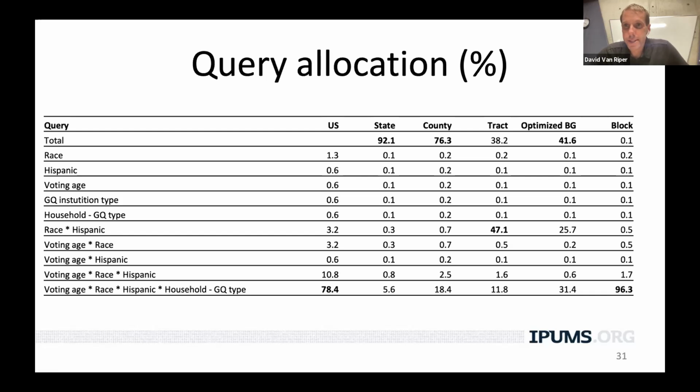So I've highlighted here in bold text for a particular geographic level, the US, state, or county, which queries got the largest allocation. So for the US, the largest allocation went to the voting age by race, by Hispanic, by household type query. We see that same thing for the block level, but at the county level, total population received the largest allocation of the query. And as far as I know, the Bureau did a lot of test runs for developing this allocation, but we can quibble with whether or not this was the best allocation, but it's what the Bureau came to with a real focus on redistricting applications.